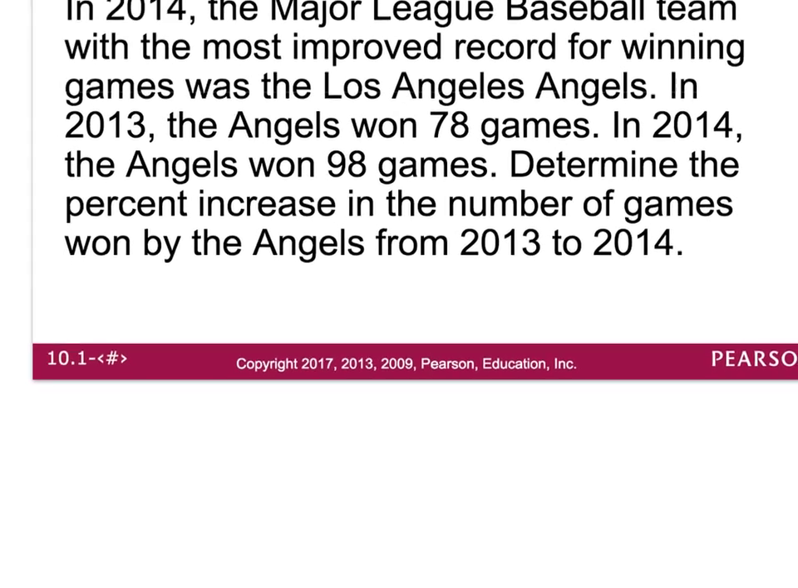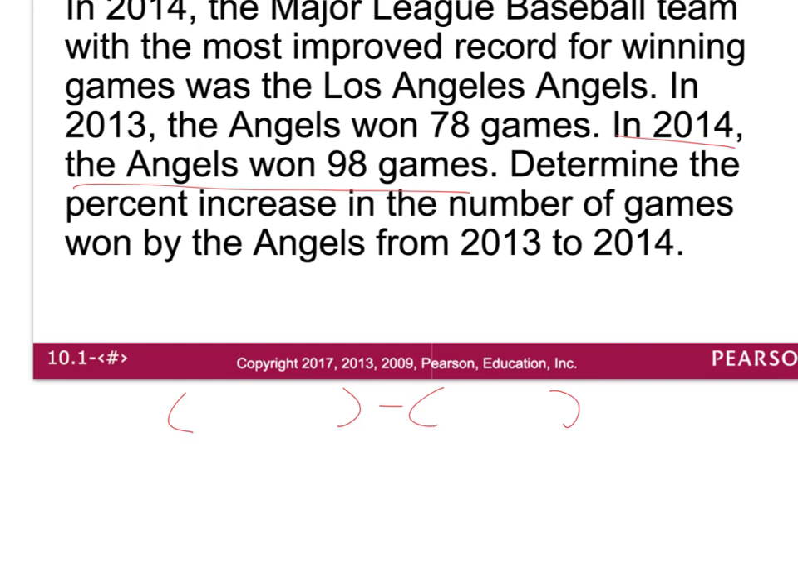Okay, so when completing this problem, you have to decide what is the newest amount minus the oldest amount. Well, the newest amount is going to be your 2014 data. In 2014, they won 98 games. The oldest amount is your 2013 data. In 2013, they only won 78 games. So if you take 98 minus 78, you're going to get a 20.